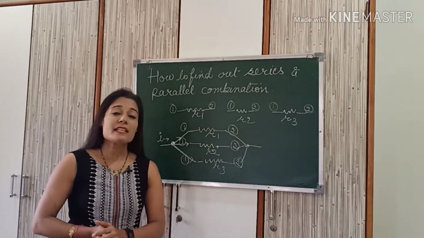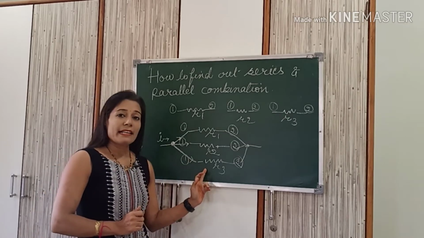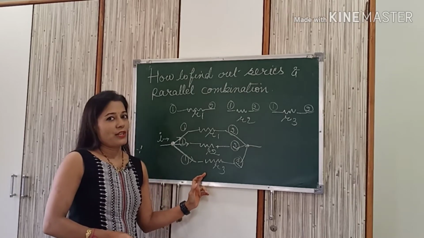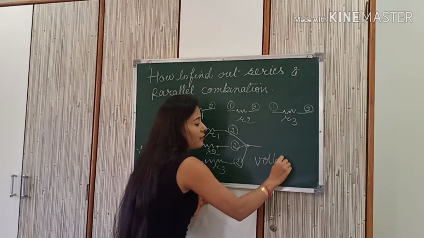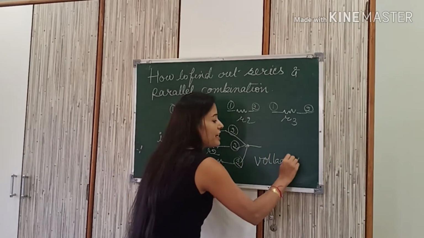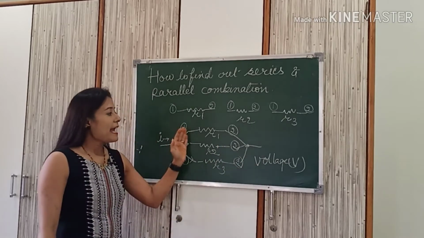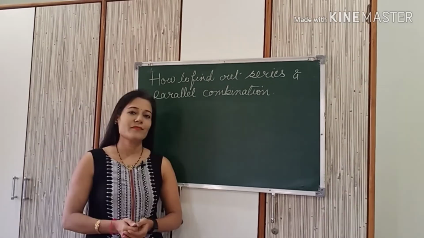But one thing also remains the same in this type of combination. What is that? That is voltage. So voltage, or V, always remains the same across every resistance of a parallel combination.